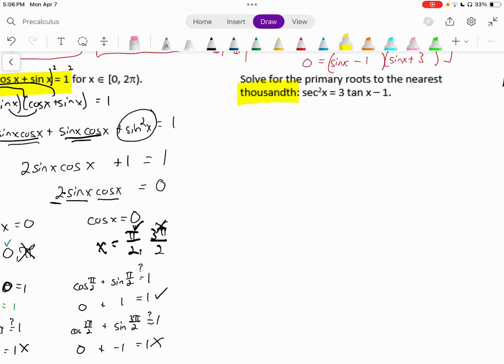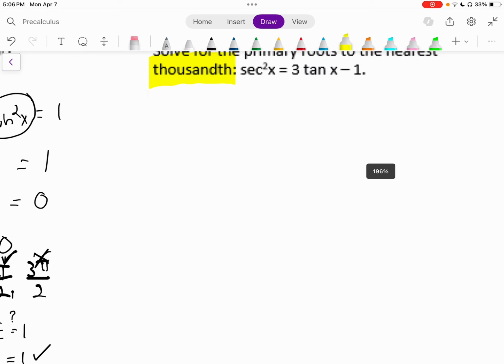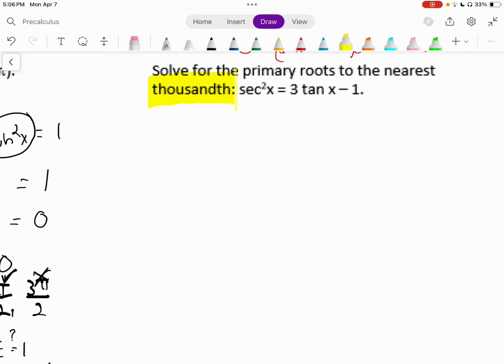So first things first, we have secant and we have tangent and a -1. So we can't do any factoring with those. So we want to try to change one of those so we have all the same trig ratio. There's a couple different ways to do that, but probably the easiest way here is we have a secant squared. In fact, we have a secant squared on the left side and a -1 on the right side.